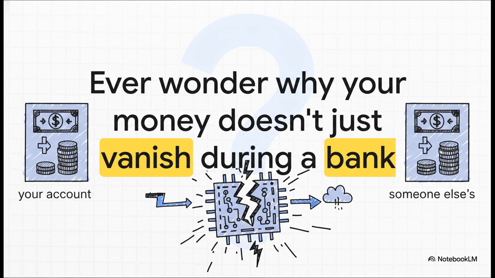Have you ever really thought about this? When you send money to a friend, your bank has to do two things, right? It's got to take money out of your account and put it into their account. Simple. But what if the power goes out right in that split second between those two steps?